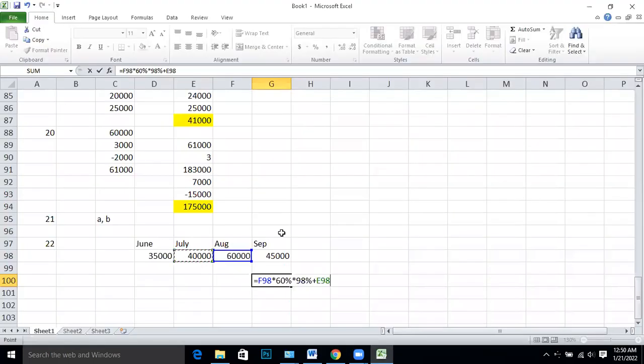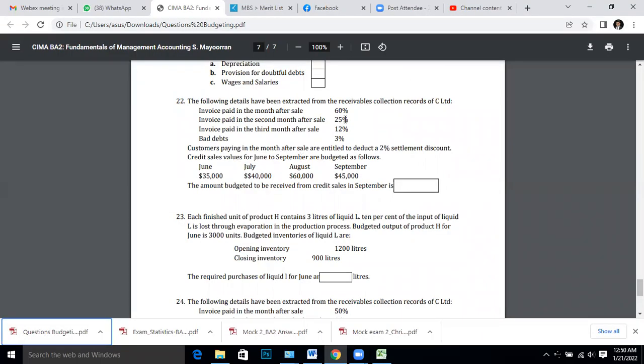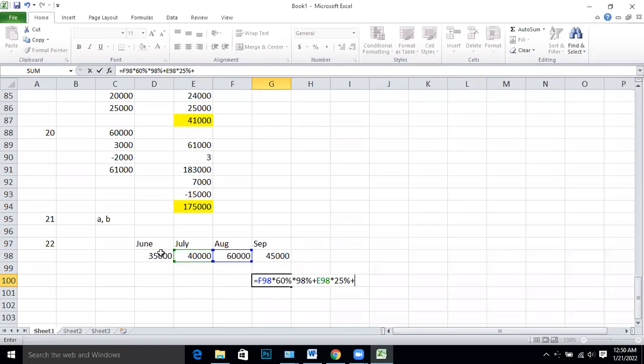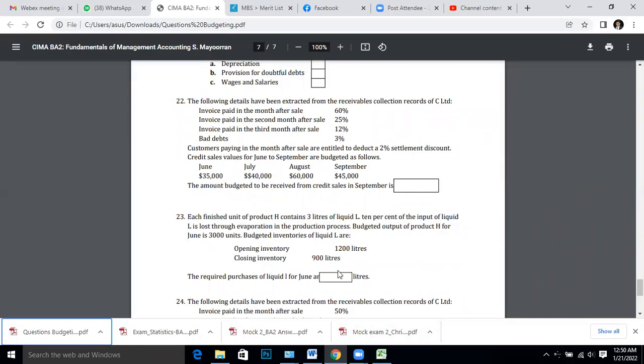That means from this, plus 12% from 3 months. 12%. 49,480 is the right answer.